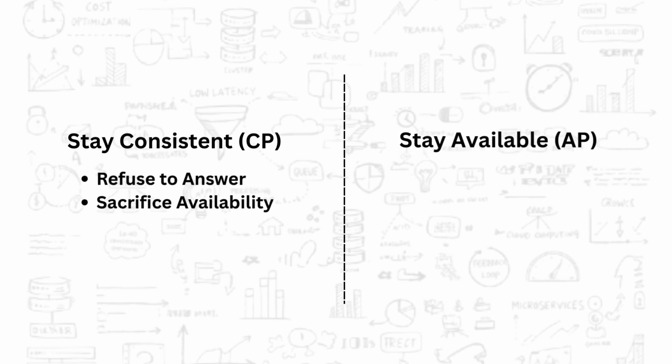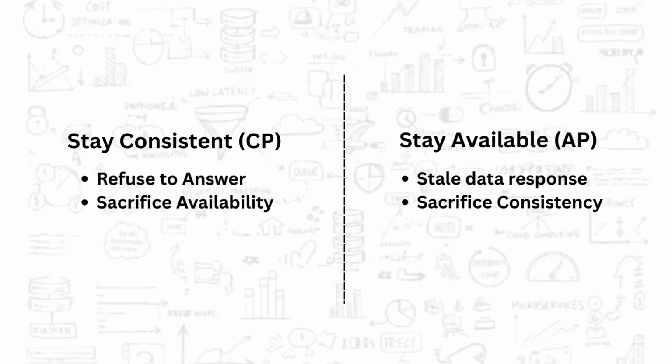Option 2, it can choose availability. It says, "Sure, here's the last value I saw, even if that value is totally stale." It sacrifices consistency to stay online. That's it. That is the trade-off.